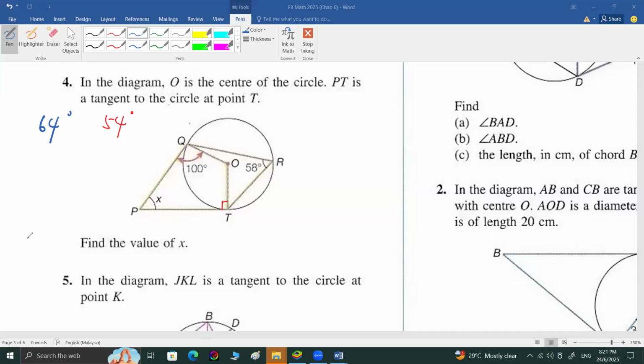Okay, listen to my explanation. Riyang, what about you? Can't find it? Okay, look at my screen.